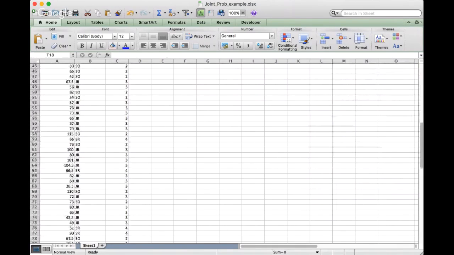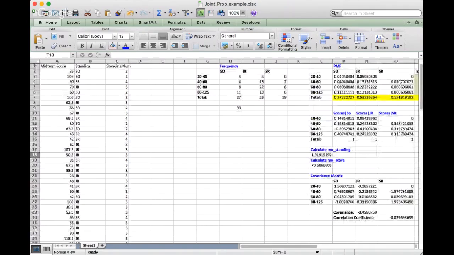I think there's even 120 here somewhere. So, well, certainly 117.5. So anyway, quite a range of scores. I also, just for some of the other calculations we're going to be doing later, arbitrarily defined a sort of discrete number associated with the class standing.